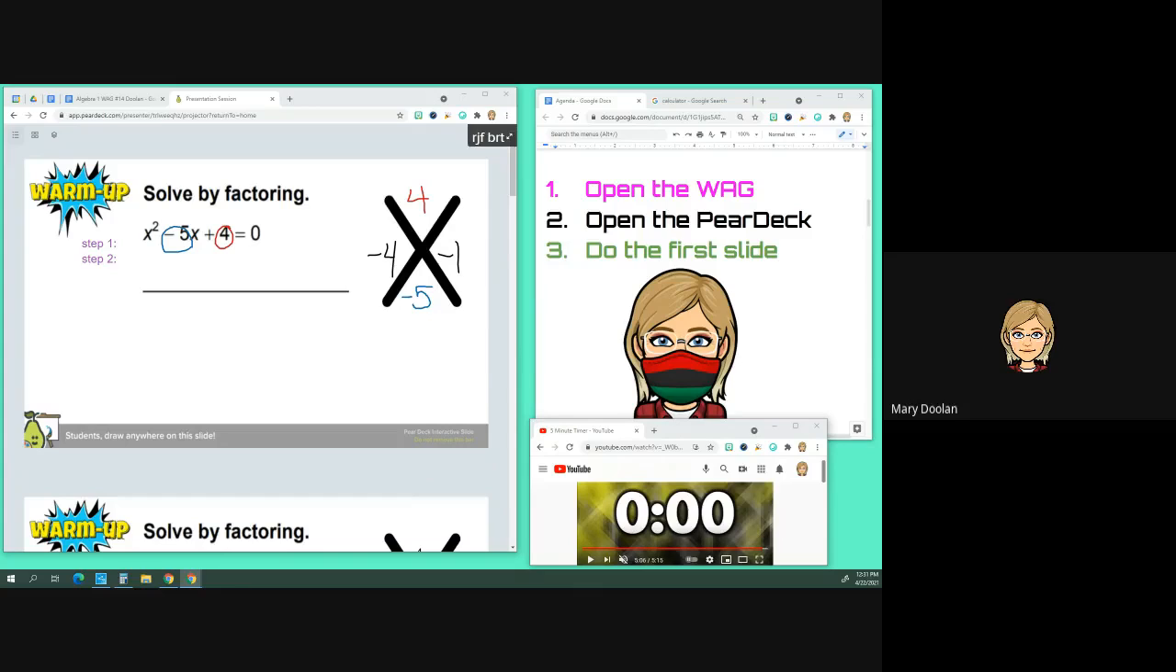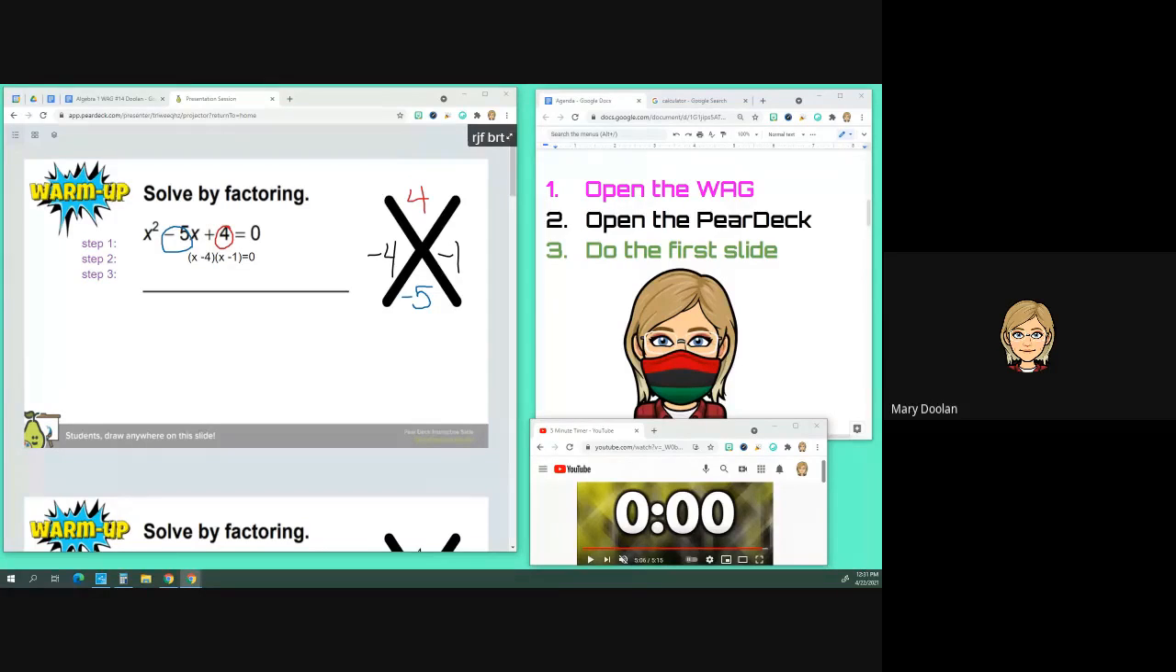All right, so we use that magic X to help us figure out the factors. And then we can write out the factorization of the left-hand side of this equation. So one factor is x -4, and the other factor is x -1. And that's equal to 0. That was the second step. Your third step is to set each of these equal to 0.